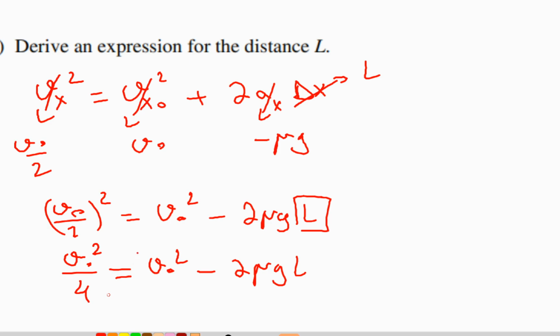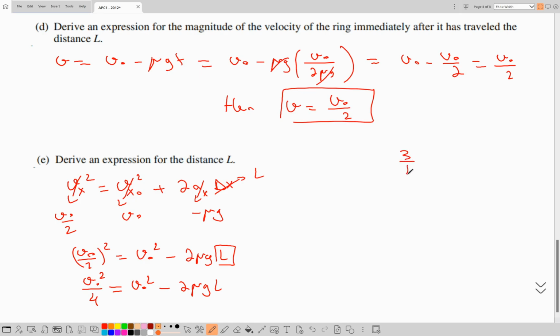Now this can be written as 4 over 4, taking it to the other side, and 1 over 4 minus 4 over 4 would be basically minus 3 over 4. Then 3 over 4 V0 squared is equal to 2 mu g multiplied by L. 2 multiplied by 4 would be 8, dividing by mu g. Then L is given by V0 squared multiplied by 3 divided by 8 mu g.